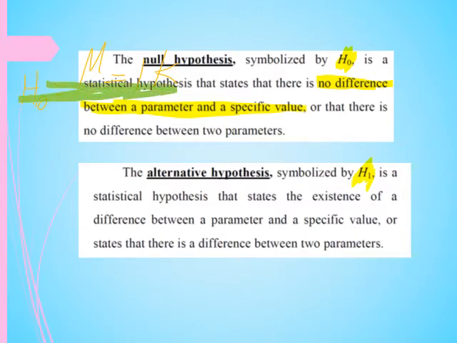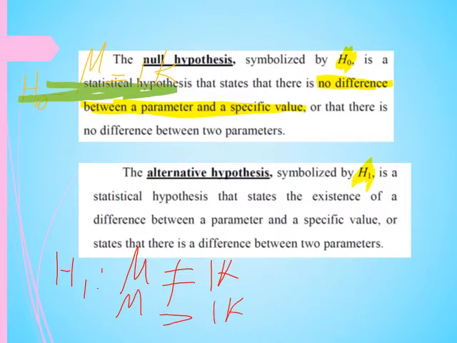For the alternative, the mean is not equal to 1 kilo. So the parameter is mu equals 1. And your conjecture about this weight may be greater than, or less than, or maybe not equal to exactly 1 kilo. So the alternative hypothesis here, which is H1, is mu may be not equal to 1 kilo, or mu greater than 1 kilo, or mu less than 1 kilo.